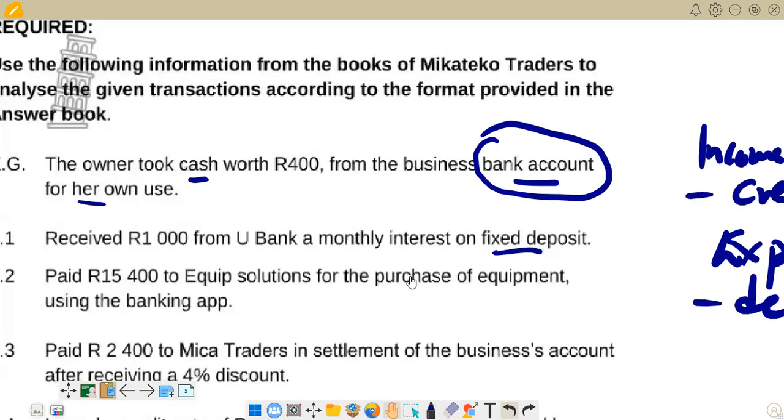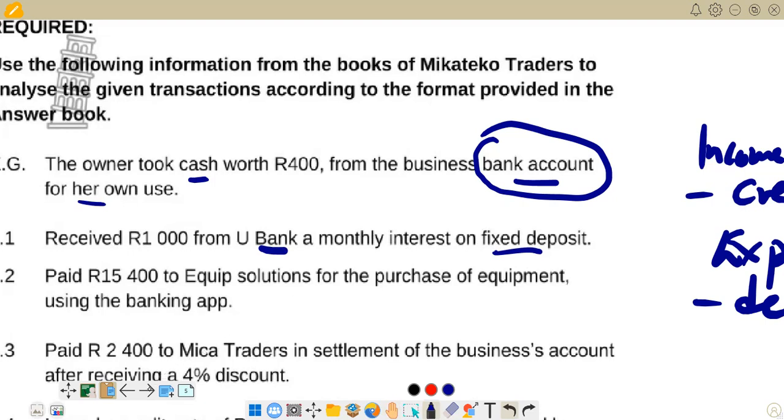If you go to the received 1,000 from Bank, a monthly interest, we are going to see that this interest is going to be deposited in our bank account as a business. So what is going to be debited is the bank. We are going to debit this bank, and then we credit the interest on fixed deposit, and this is our interest on income. So we just create an interest on fixed deposit account and then a bank account. So those are the two accounts that we have.